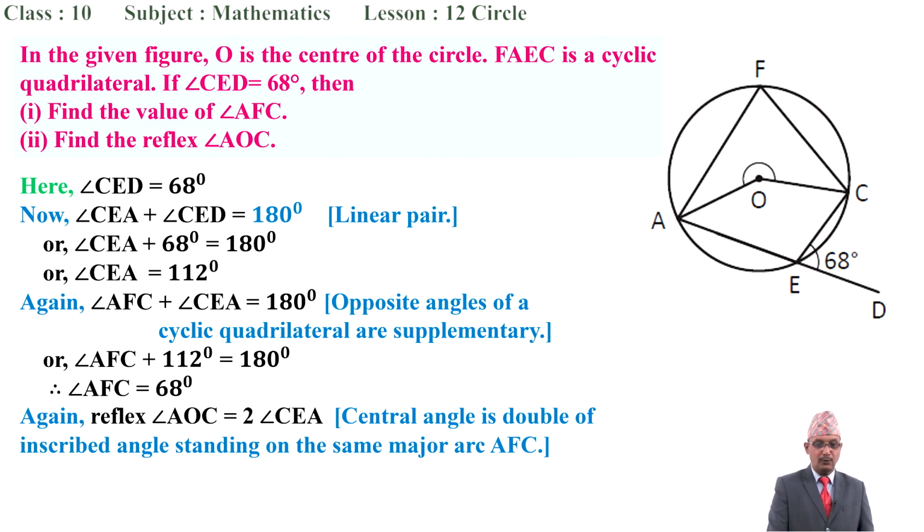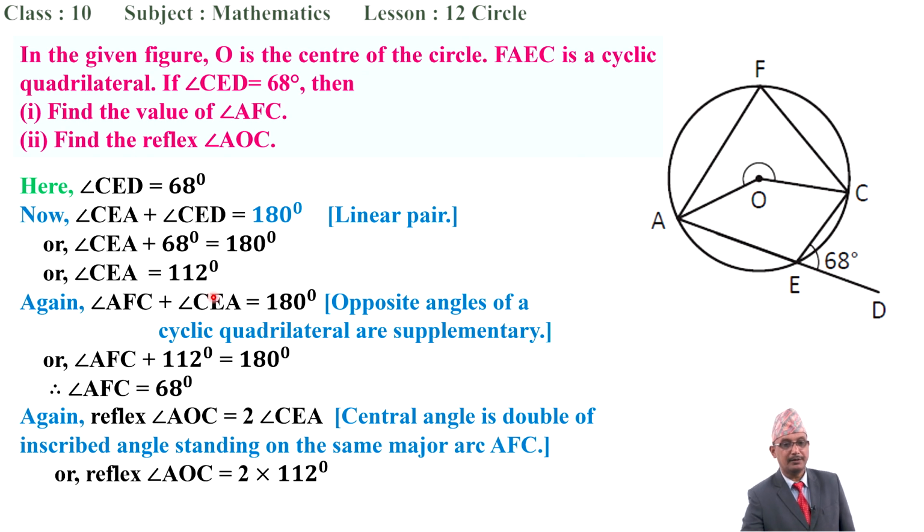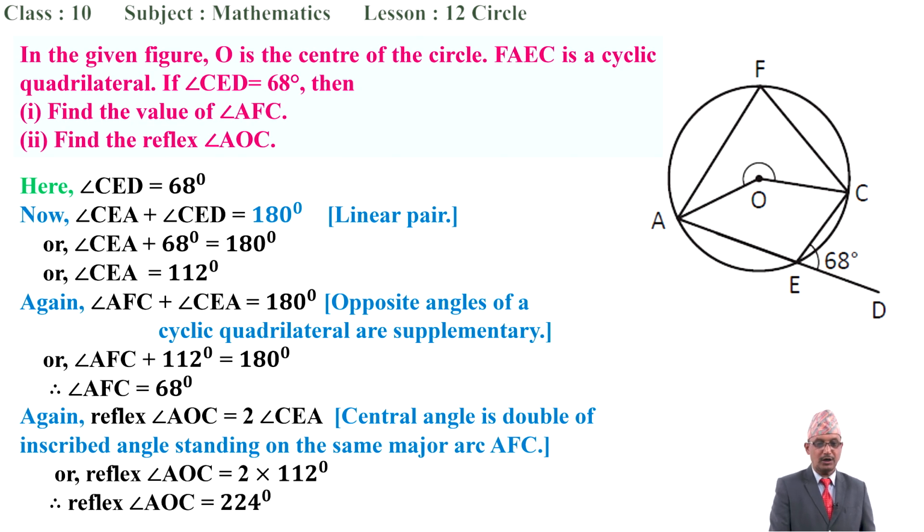Now put the value of angle CEA that we have calculated here, 112 degree. So reflex angle AOC is 2 times CEA. Instead of CEA, what can we write? 112 degree. So 2 times 112 degree is 224 degree. That is, reflex angle AOC is 224 degree. Got it? So we have solved the second question also.